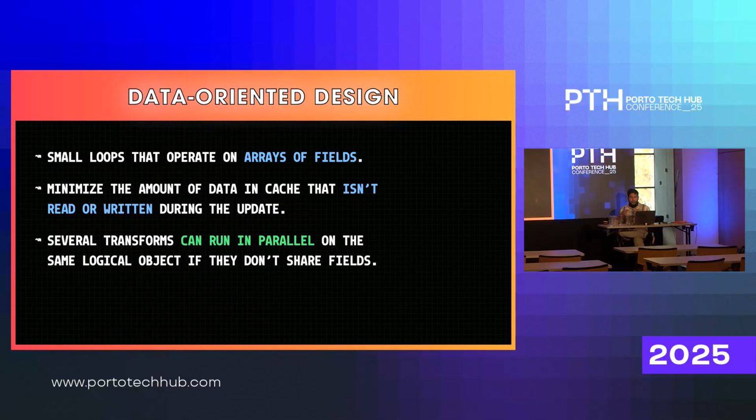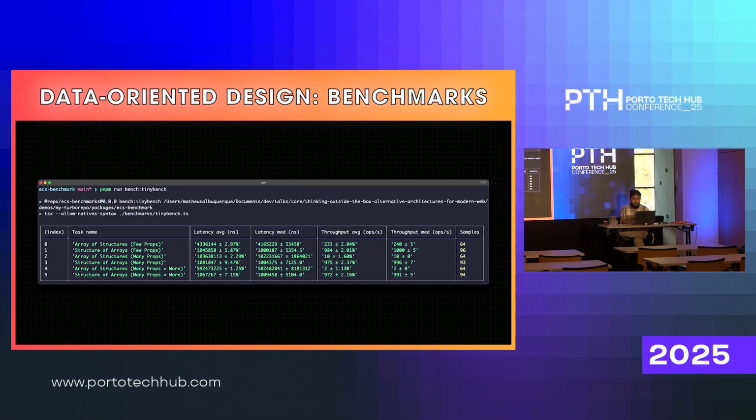So this is a very, very quick rundown of what DoD is mostly about. It's about thinking on small loops that will operate on those arrays of fields. The idea is that you can minimize the amount of data in cache that isn't read or written during a certain update. In our case, the update was the take damage function, but it could be a render function that takes x and y and plots it somewhere, or it could be a move function that takes a position and a velocity and then ignores hit points. And overall, you had several transforms that can run in parallel, because, even on the same logical objects, they don't share fields.